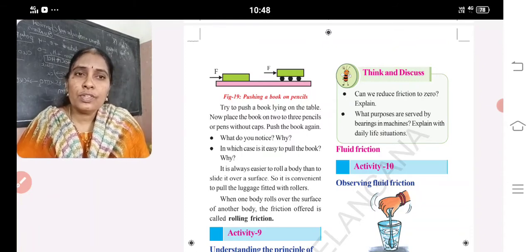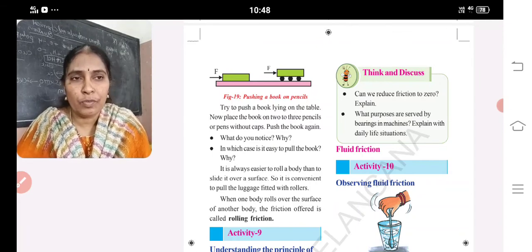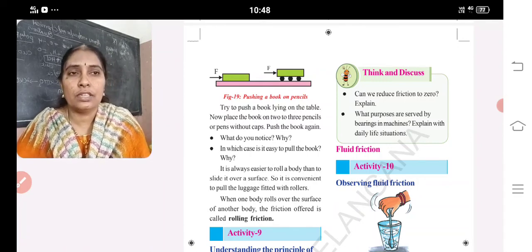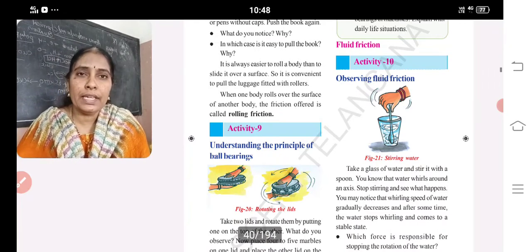What is rolling friction? When one body rolls over the surface of another body, then the friction is said to be rolling friction. Here in figure 19 you can see the rolling friction. A suitcase with rollers is also an example of rolling friction. Next, understanding the principle of ball bearings.